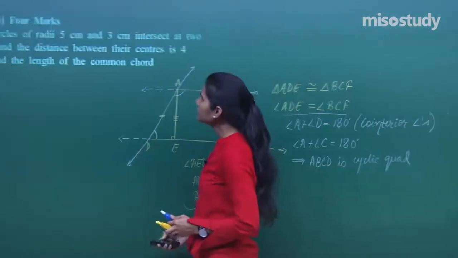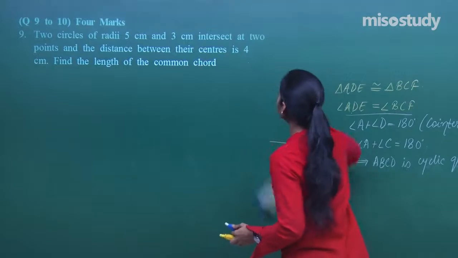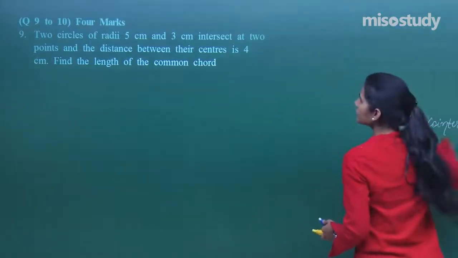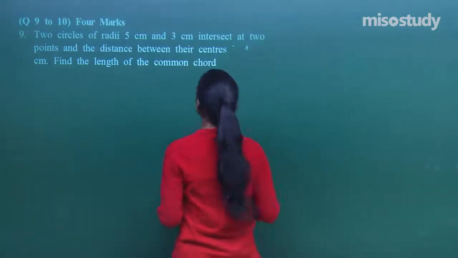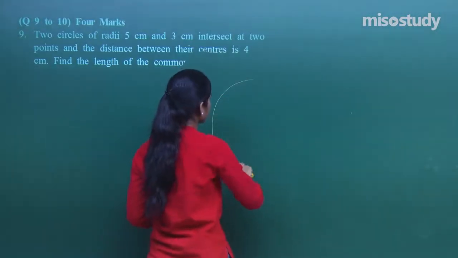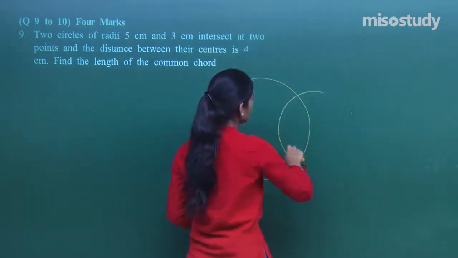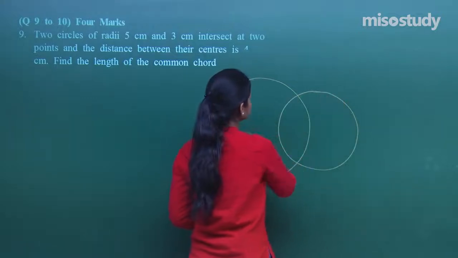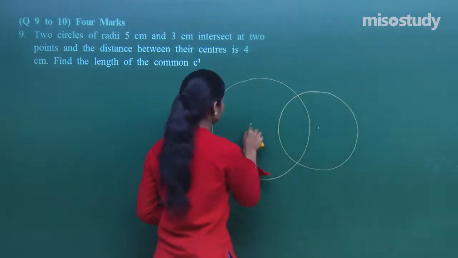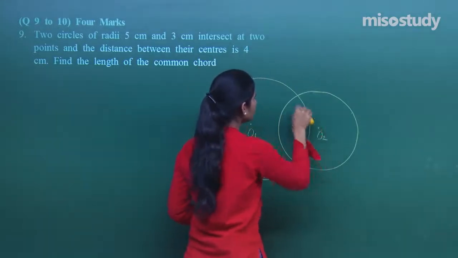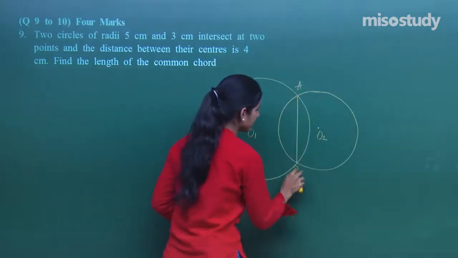Let's talk about the next question. It says that two circles of radius 5 centimeters and 3 centimeters intersect at 2 points and the distance between their centers is given as 4 centimeters. Find the length of the common chord. So this is say one circle and say this is another circle. This is the center here, this is the center here, this is O1, this is O2, this is the common chord, I have to find its length.